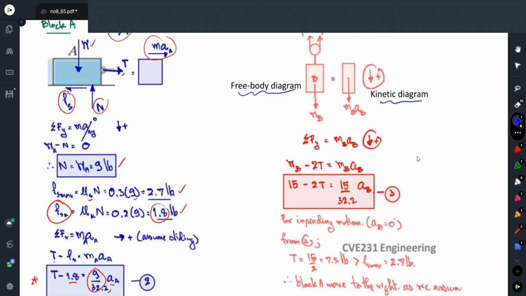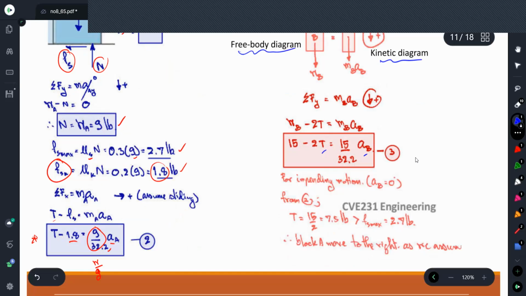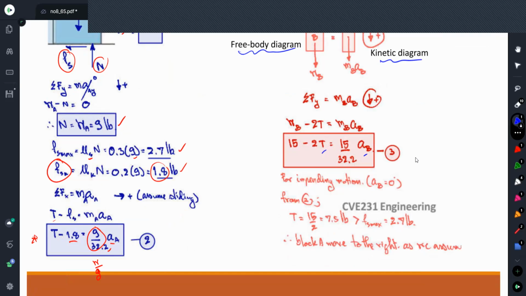And MB, the weight of block B, is equal to 15, right? So the mass becomes 15 divided by g, where g is equal to 32.2. And we have two unknowns again, that is 15 minus 2T and AB. But we have equation number 2 and equation number 3, so we have two equations with two unknowns, T and AB.